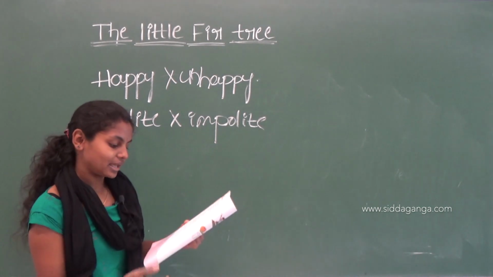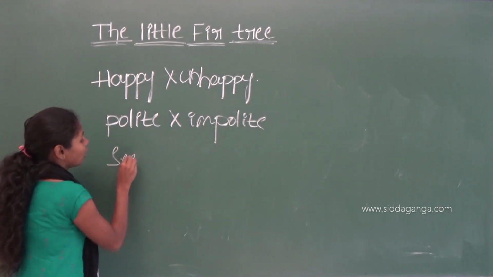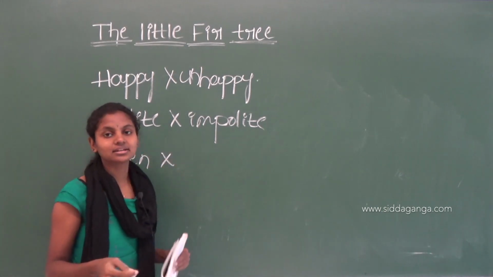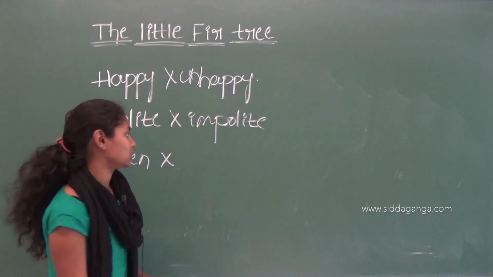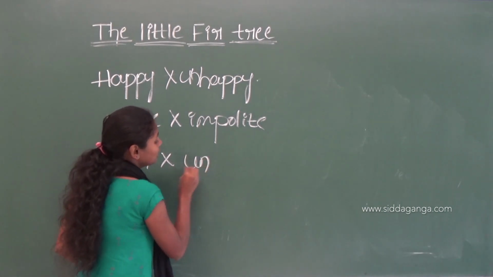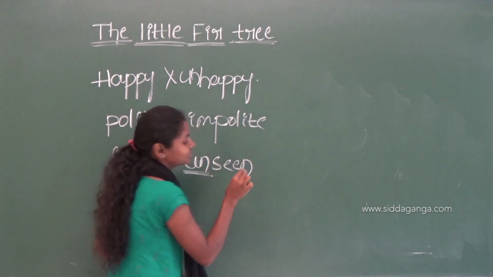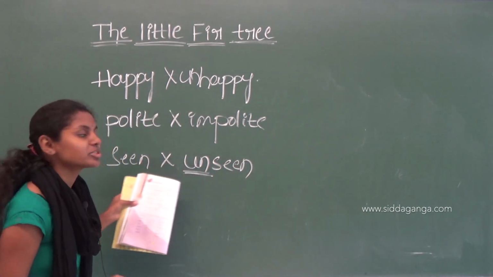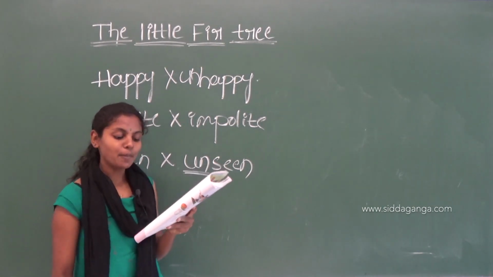Understood? Next one, seen. What is the opposite word for the seen? That is not seen but that is unseen. You have to add the prefix un and that is unseen. Unseen is the opposite word for the seen. Understood? And proper.